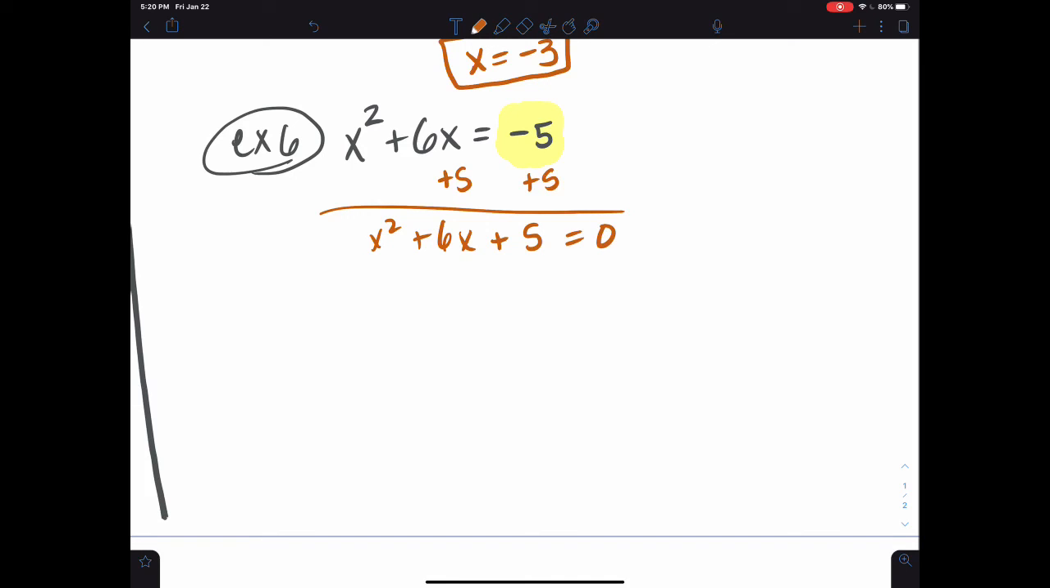Now, there's no GCF that I can pull out, nothing to factor by grouping, no special case, so this is another AC method problem. I want numbers that multiply to positive 5 and add to positive 6. The only factors that I can think of are 5 and 1. If both of them are positive, we have our factors correct. They will multiply to positive 5 and they will add to positive 6. So I can go ahead and create my factored form.